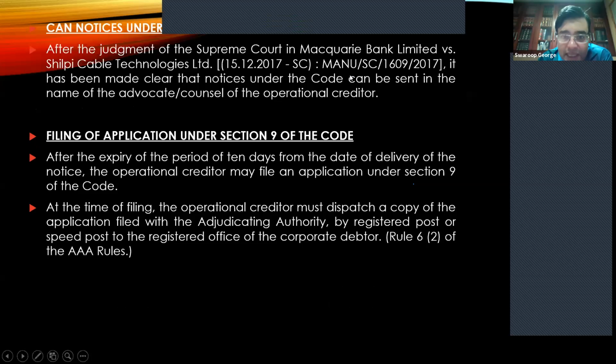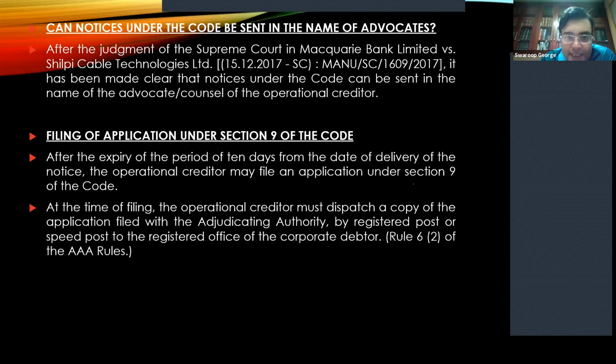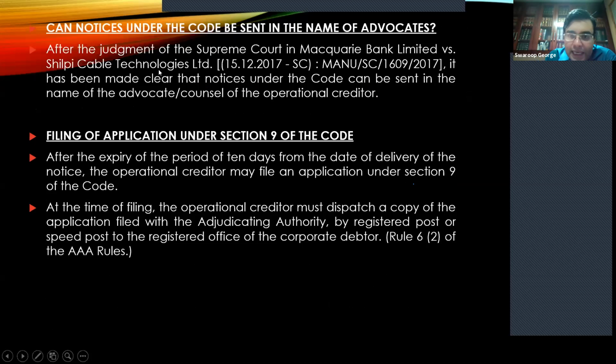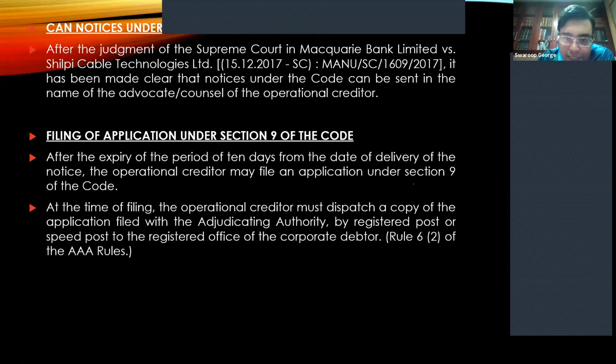Now, initially, there was an issue where certain NCLAT judgments had said that a counsel, for example, the person signing, as you can see at the end of the notice, you have to sign as the signatory. So counsels will sign in their own name because they were the counsel of the operational creditor. Now, there are certain NCLAT judgments which said that you can't send it in the name of the advocate or the counsel; you have to send it in the name of the employee or the authorized person. Now, the Supreme Court in Macquarie Bank has made it clear that it can be sent even in the name of the counsel itself. There's no bar to that. And that will not make your case unmaintainable only on that ground.